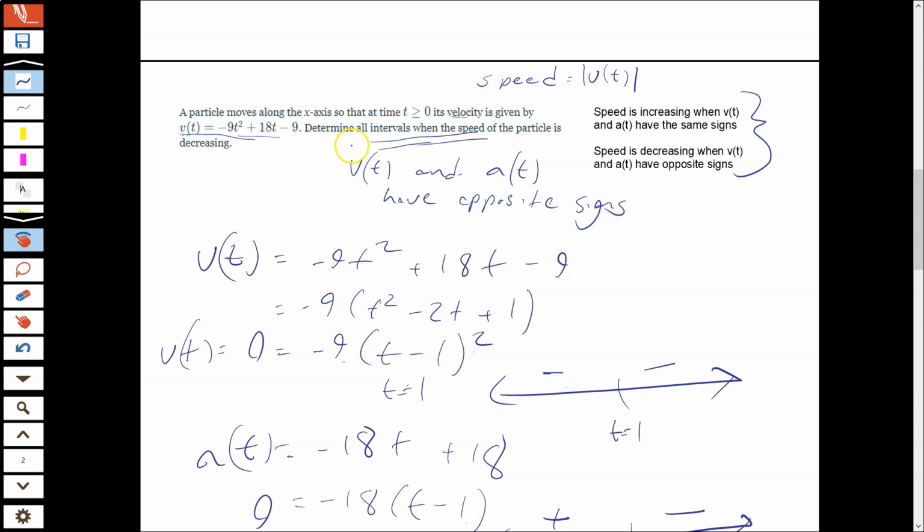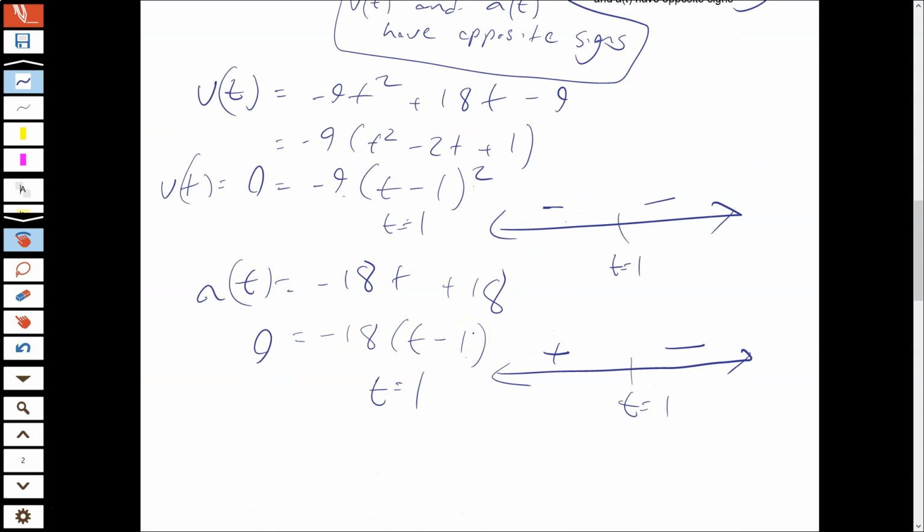Determine all the intervals when the speed of the particle is decreasing. So v of t and a of t have opposite signs. Well, it's here: negative, positive, opposite signs. That looks to be from negative infinity, well, we should say 0, because we don't want negative time. So from 0 to 1, speed is decreasing. That's it.